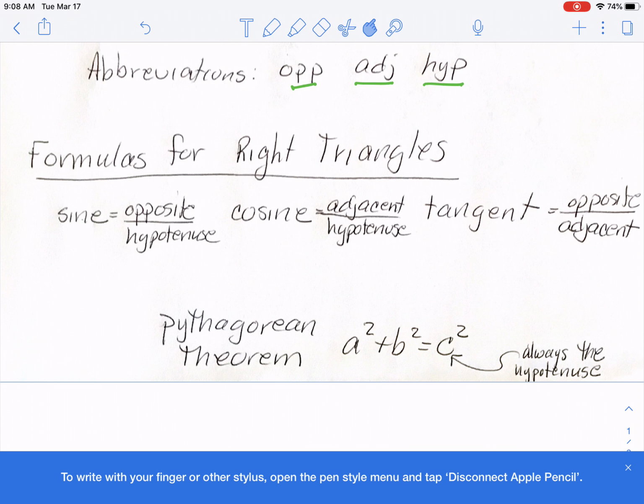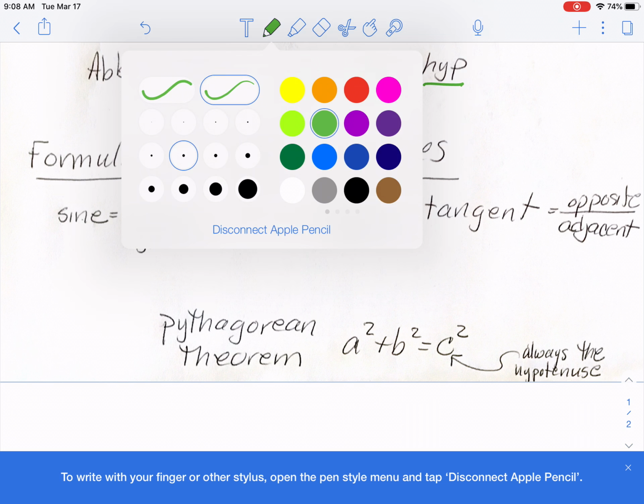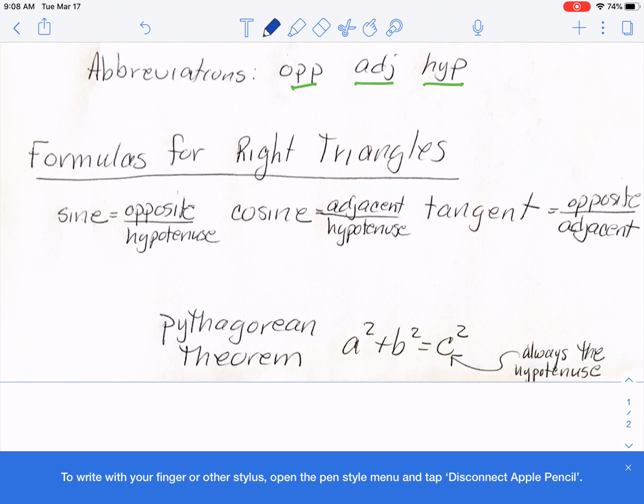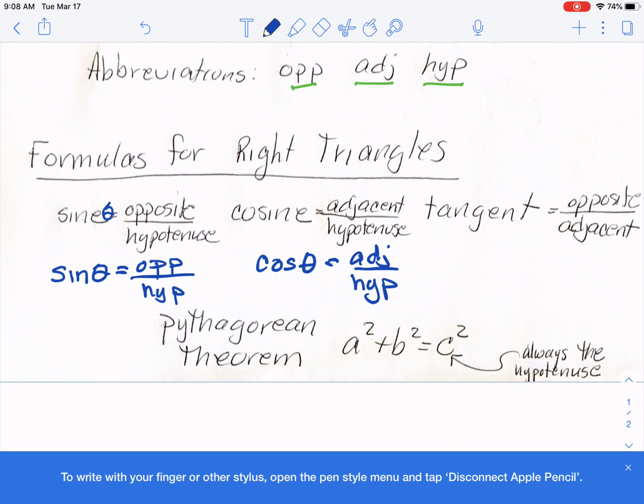Now when you write these formulas on your paper, I need you to, in your head, say sine theta is equal to opposite over hypotenuse. But on your paper, you can write it this way. We can write these abbreviations. Sine theta equals OPP over HYP. Cosine theta, we're going to say cosine, but we're going to write COS. And we're going to say adjacent, but we're going to write ADJ. We're going to say hypotenuse, but we're going to write HYP. Every time you use a formula, I want you to write the formula, and the formulas that I'm going to be looking for are these abbreviated ones that I'm doing in blue right here.